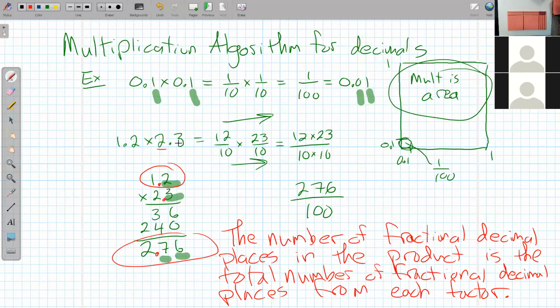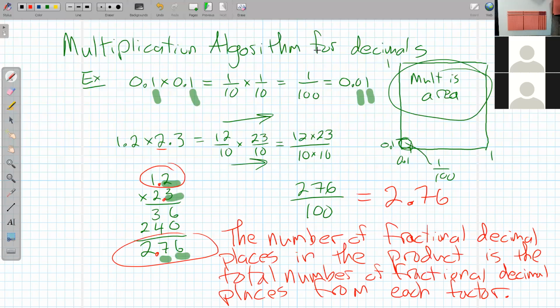So that means 1 2/10 times 2 3/10 has to equal 2 76/100. Why? Well, because multiplication is an area. That's where that comes from. We just happen to have this algorithm that works. Who cares about why? It works, right? So an algorithm doesn't care about why, it just tells me how to do it. I don't care why I'm doing it, just tell me how to do it.